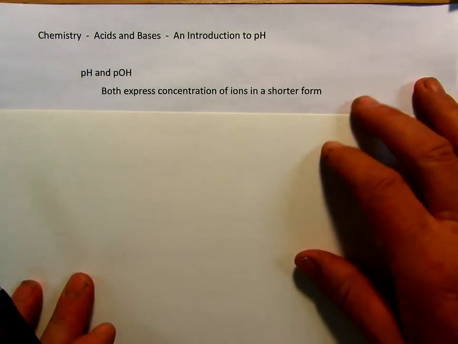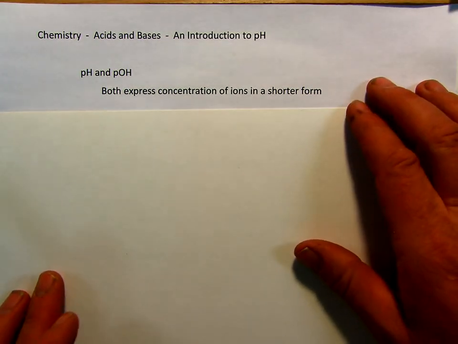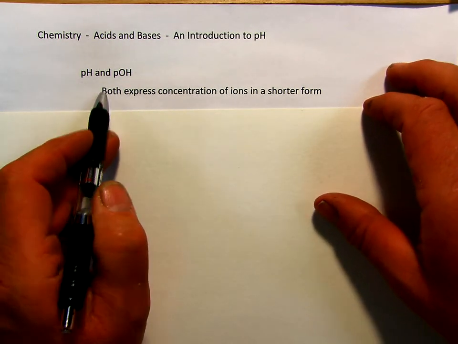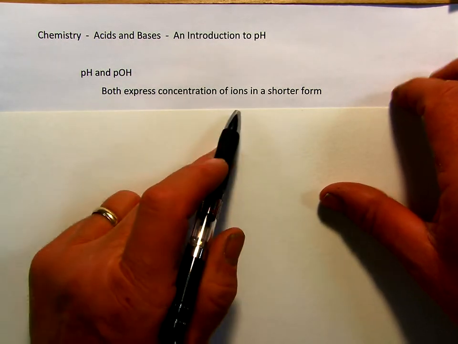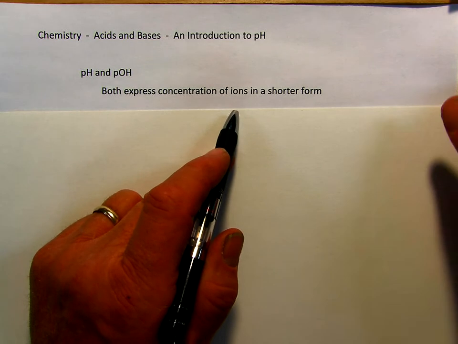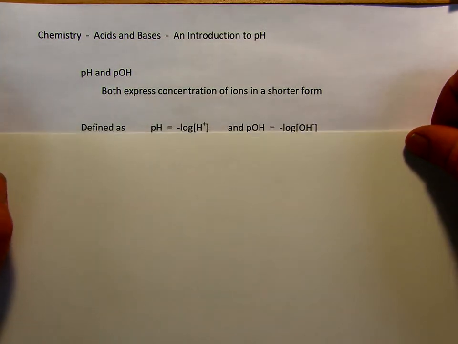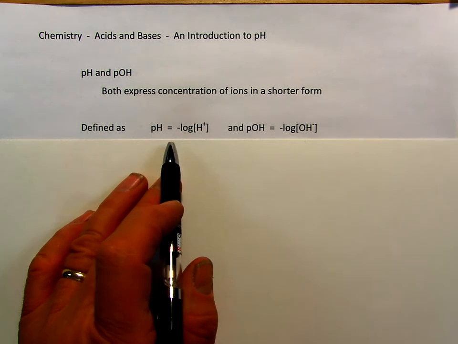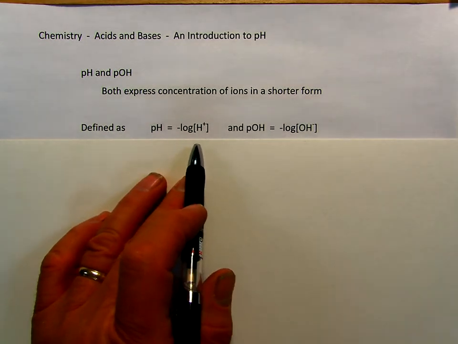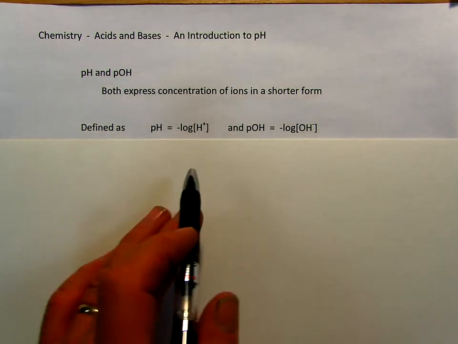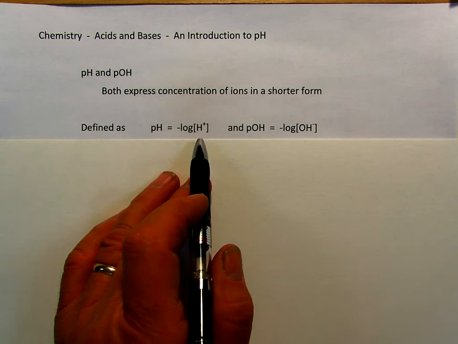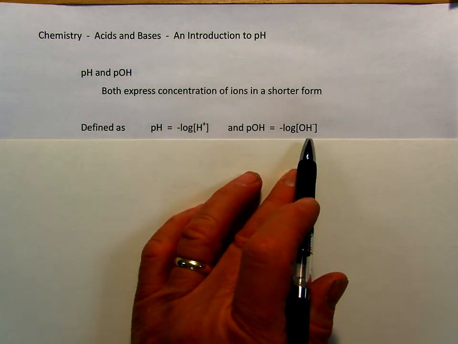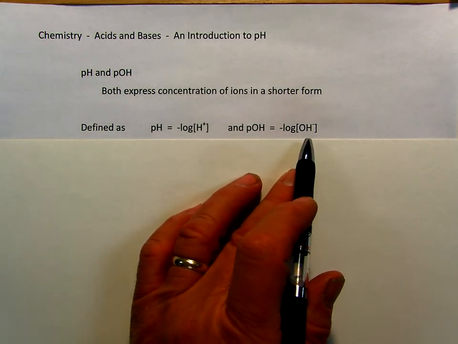We're going to introduce you to the actual idea of pH. First of all, pH and pOH both express the concentration of ions in a short form. For example, pH is defined as the negative log of the H plus ion concentration. I usually write it as H3O plus. pOH is equal to the negative log of the OH minus ion concentration, and those are in moles per liter.